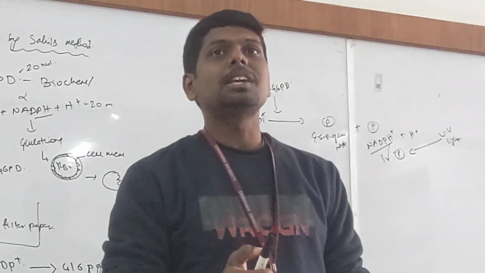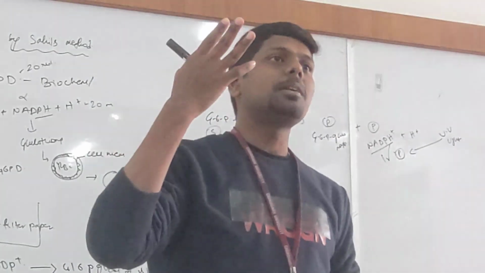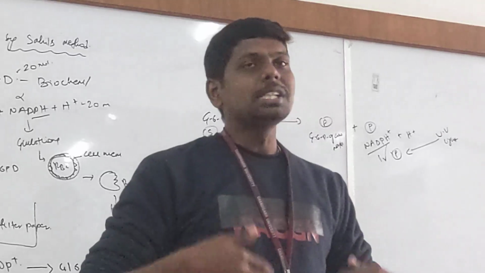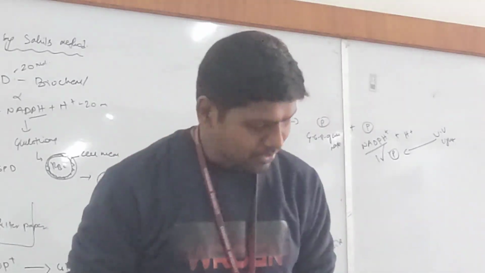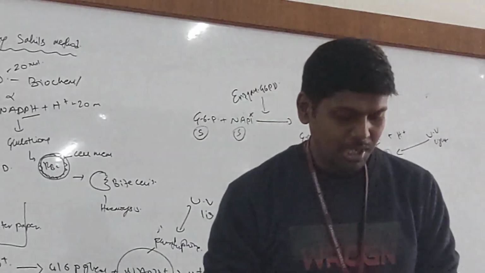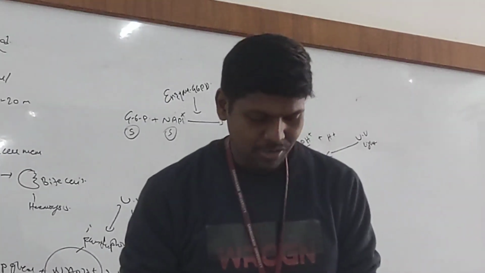70% of the oxygen we breathe is consumed by the brain. You know that? Only 30% is sufficient for the body. 70% for the brain. That means it's a very, very energy demanding organ.